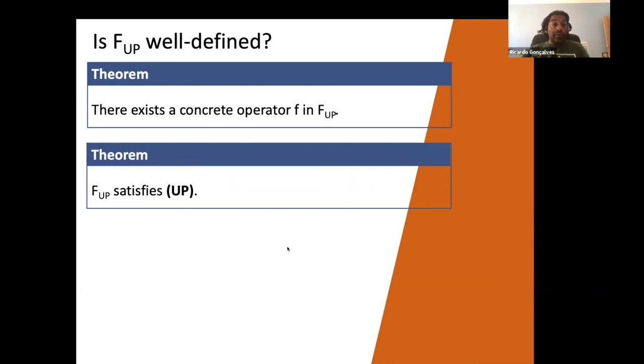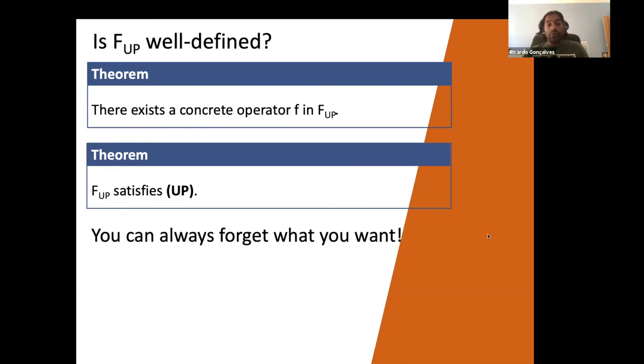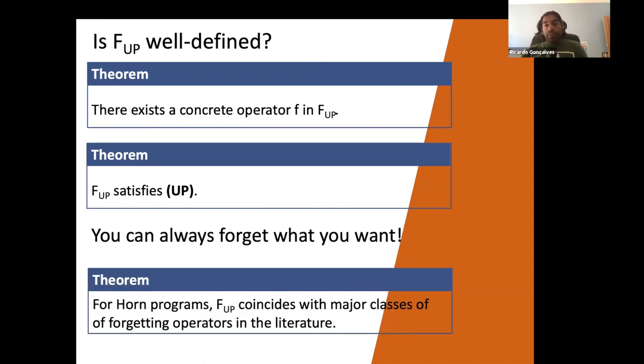These two results together indeed imply that, if we take UP as the property we want to have for modular ASP, we can always forget what we want. We also prove a soundness result, which is important: for normal programs, this class we have defined coincides with all major classes of forgetting operators in the literature. This is important since in this class of normal programs, it is well established what forgetting should be. So this is like a soundness result of the class.